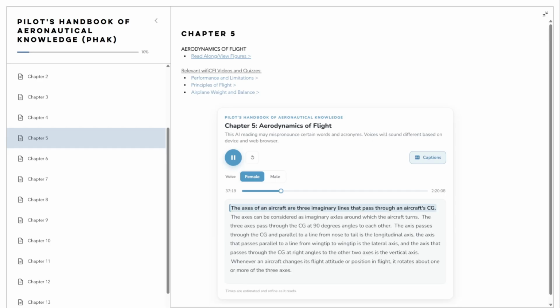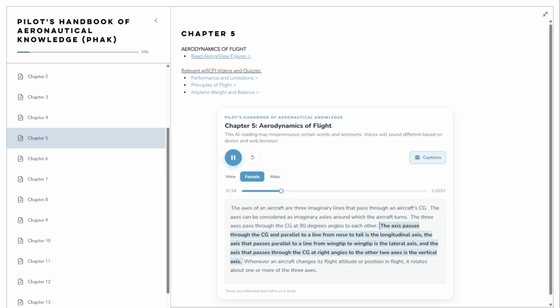Axes of an aircraft. The axes of an aircraft are three imaginary lines that pass through an aircraft's CG. The axes can be considered as imaginary axles around which the aircraft turns. The three axes pass through the CG at 90 degree angles to each other. The axis that passes through the CG and parallel to a line from nose to tail is the longitudinal axis. The axis that passes parallel to a line from wingtip to wingtip is the lateral axis, and the axis that passes through the CG at right angles to the other two axes is the vertical axis.